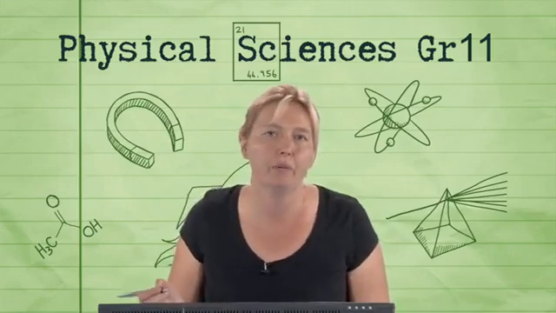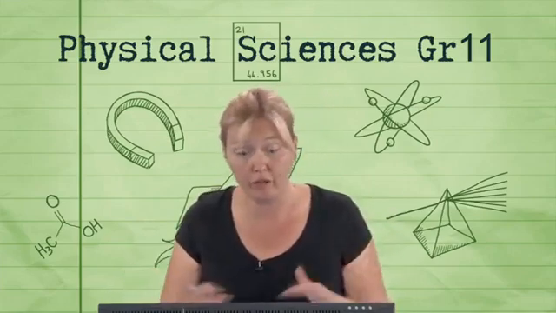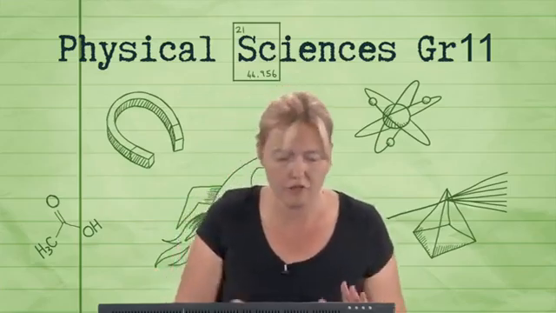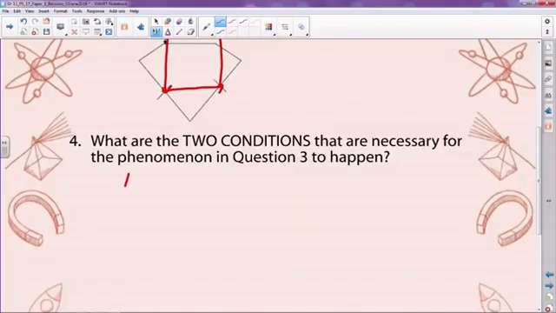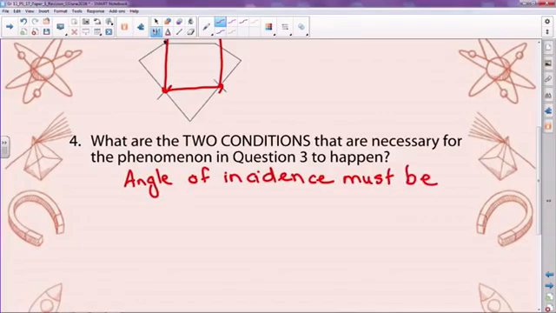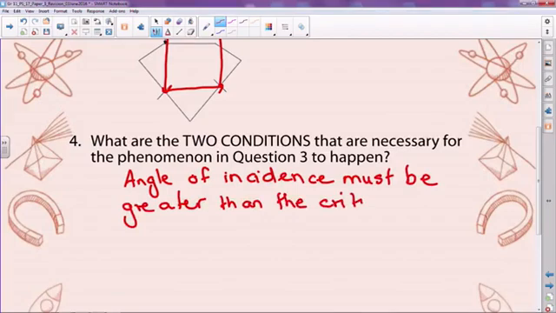Okay, minute's up, let's compare answers. The first thing, we've spoken about it already, but let's just write it down. Your angle of incidence must be greater than the critical angle. That's the first condition.